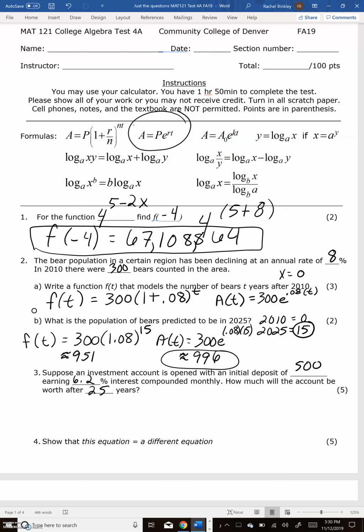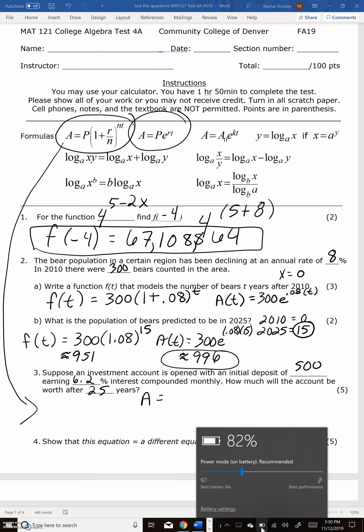Okay, so 500 isn't much to be putting in, but let's see, which equation are we going to be using? It's going to be this one at the top. And since this is exactly the test, know that this will be the one that you should be using on the test. All right, so A is equal to, P is our original value.